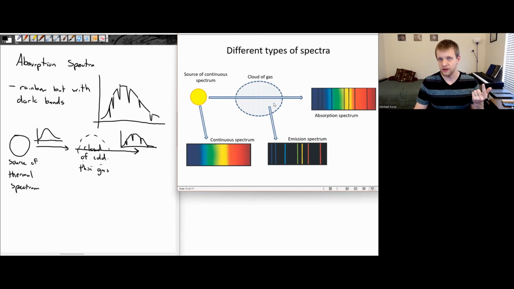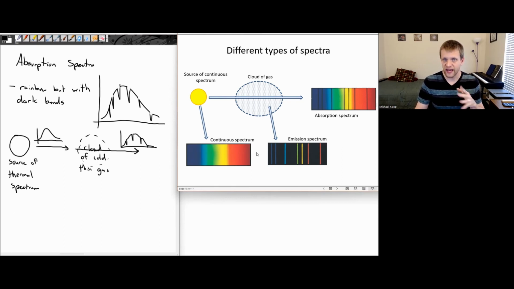The wavelengths of light that this cloud of gas absorbed, it's going to tend to re-emit those wavelengths of light in a random direction. So if you're looking at this cloud of gas from the side, it's been excited by this nearby star or whatever this object is, and now we see that emission spectrum.